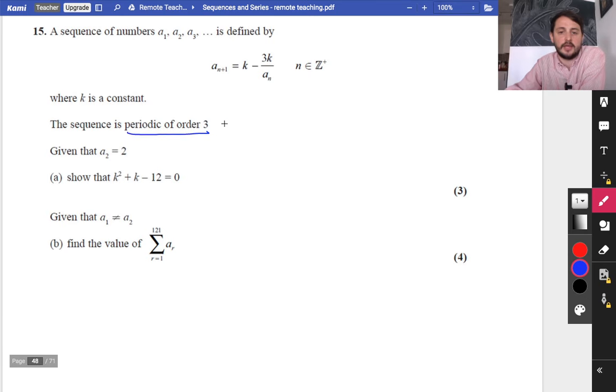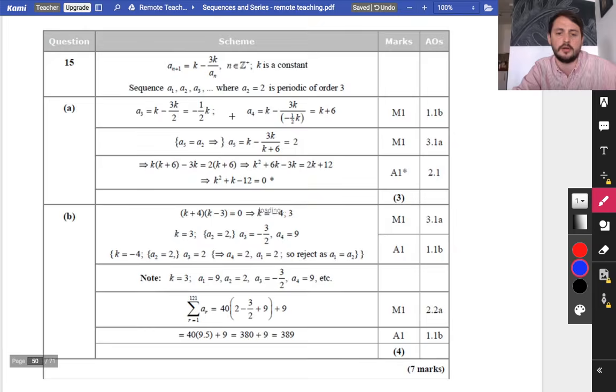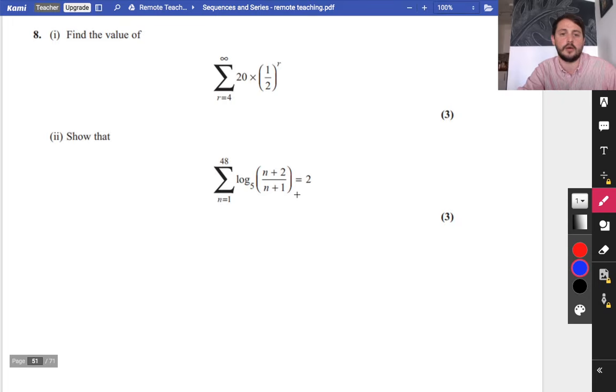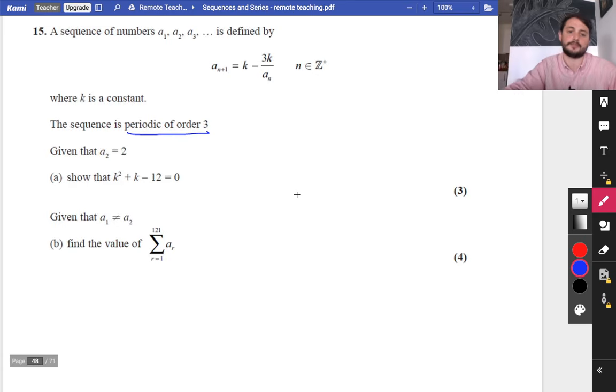Now this something, I don't know if we've actually come across periodic. Did we talk about periodic before? Let me see if we did. No, we haven't, but I can quickly mention it now. A sequence is periodic if the terms repeat in a cycle. The order k of a sequence is how often it repeats. So this one, which goes 2, 3, 0, 2, 3, 0, 2, 3, 0, is periodic and has order 3. So that means it's going to repeat, and it will start looping back around again. So it says, given that A2 equals 2, show that this thing is going to happen.